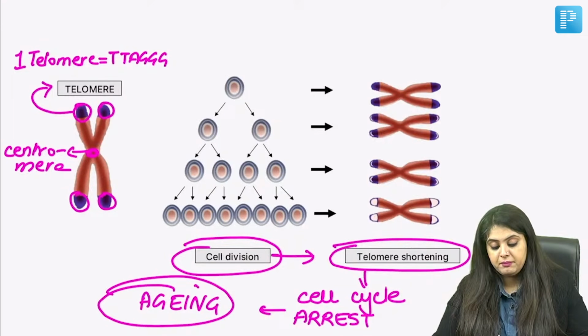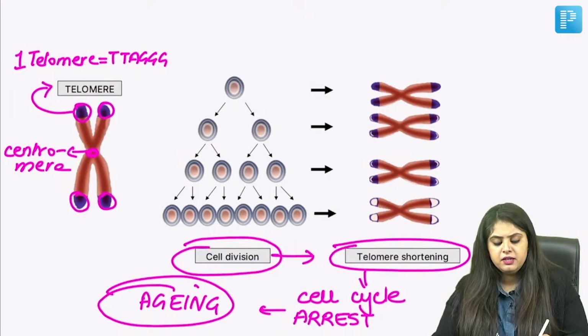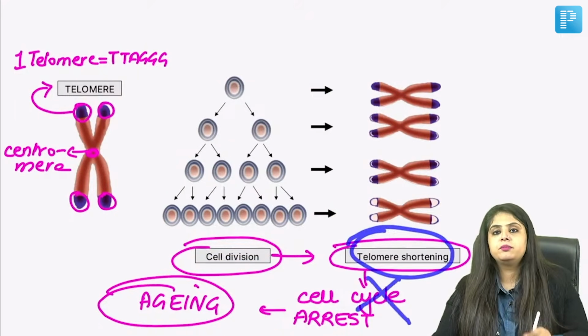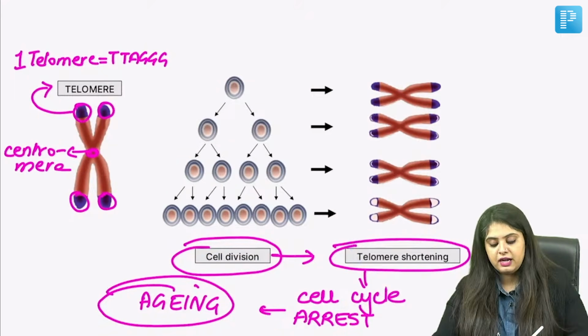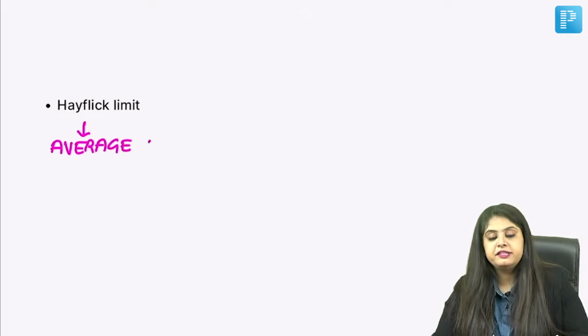So now you will be like, ma'am, tell me an average. Although you don't have control over it, how many times can a cell divide before it stops? Okay, it has become old. Now the cell can't divide. That is known as the Hayflick limit. Hayflick limit is defined as the average number of cell divisions.